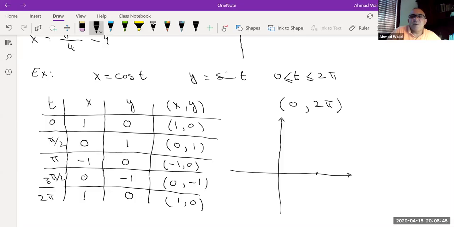1, 0, 0, 1, negative 1, 0, 0, negative 1.